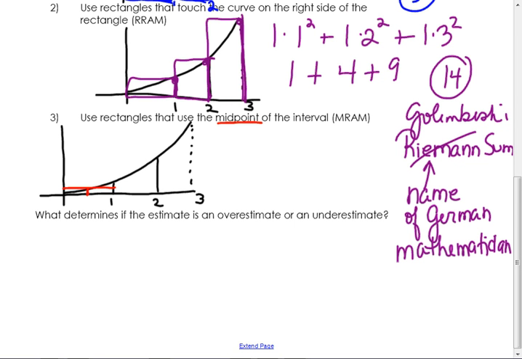I don't need as many rectangles. So I'm going to find the midpoint here, which is right there, and I'm going to go up to that, and that's going to be the height of my rectangle. So some will be above, and some will be below the curve. Does that make sense? So I find the midpoint here, and I go up, and that's the height of my rectangle. It's the best one of all.